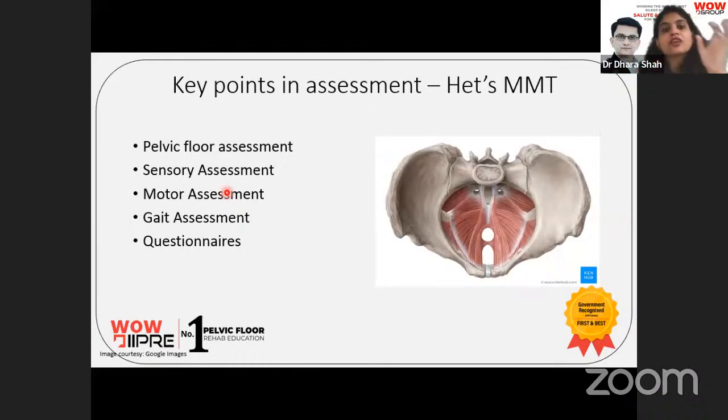So when we are talking about pelvic floor assessment or pelvic floor rehabilitation, we have to make sure that we do not forget the major assessment things. You do a sensory assessment, a motor assessment, a gait assessment, and you fill in the questionnaires to make sure whether the patient actually requires pelvic floor rehab or not. If it is an uninhibited bladder, maybe you have to first get them to a level where they are at least not on an indwelling catheter, but on an intermittent catheter. So you have to rule out whether they fit into the category or not.